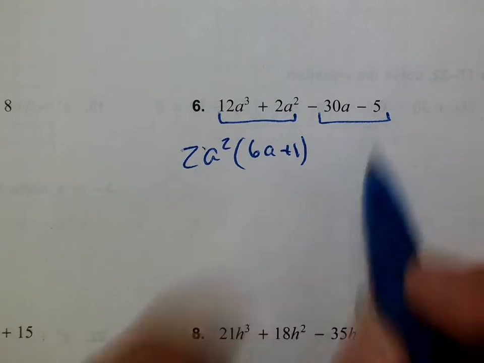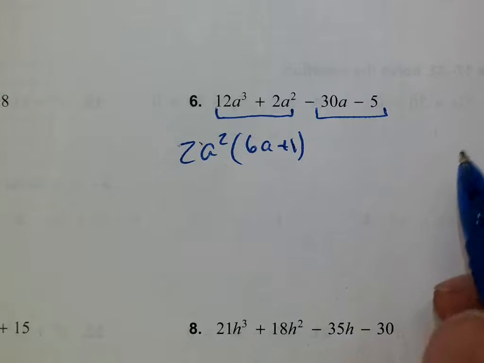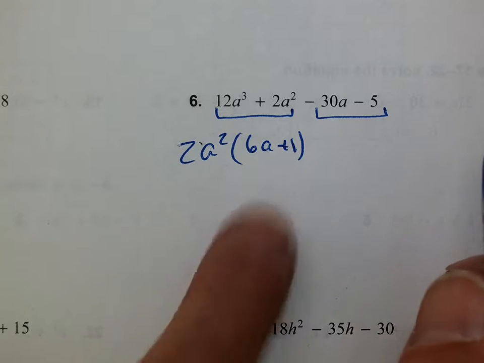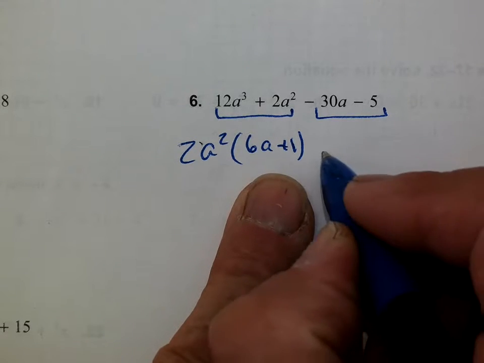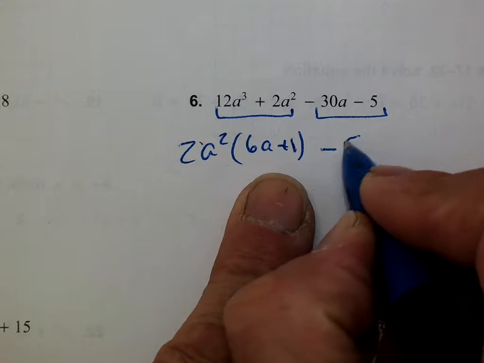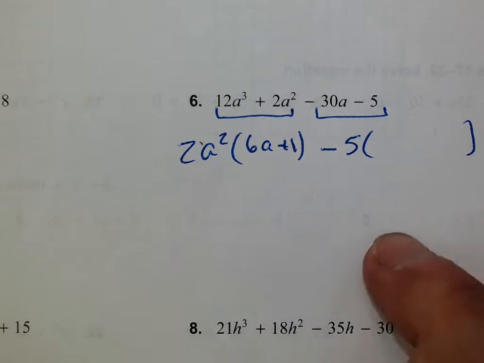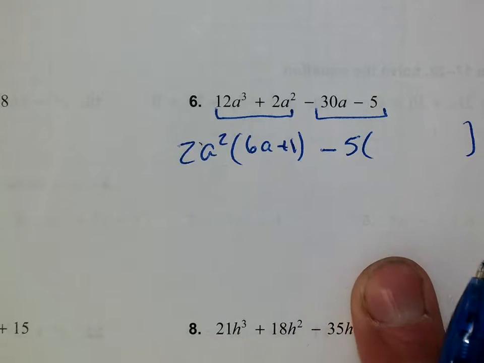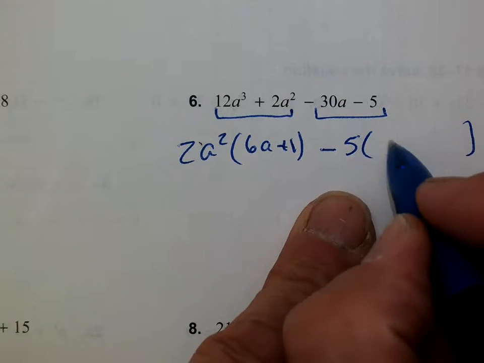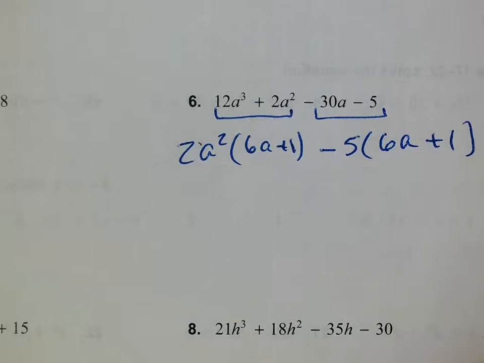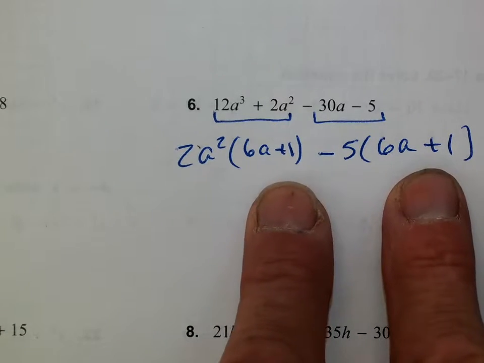Second group, what do they have in common? 5. Negative 5. Yes, they have a negative. In fact, we want to make the negative come out because we need to make it the same. So I'm going to take out a negative. I have to take out the negative 5, because I want to make what's inside the same, and I want to take out the negative, it'll change what's inside to positive, right? So when I take out the negative 5, I'd have a positive 6a plus 1. And by taking out the negative, it helped me make the same, right?